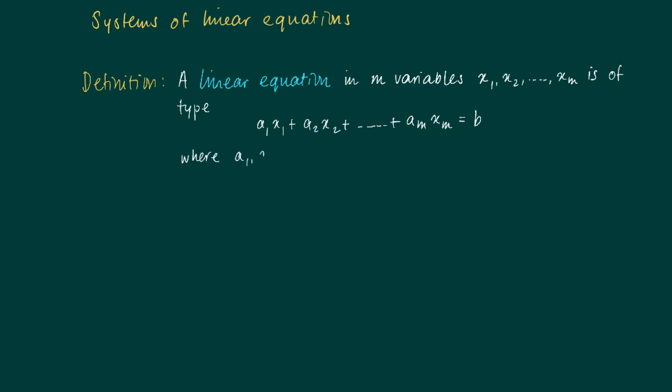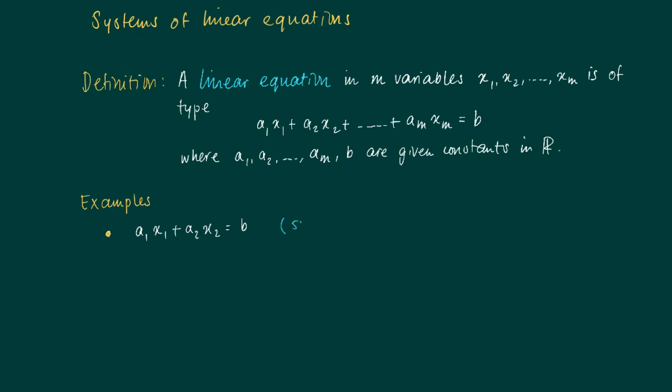Here a1, a2 till am are given constants in R, as well as b. An example. We know that a line in R2 is given by the following equation: a1 times x1 plus a2 times x2 equals b. Here a1 and a2 are not supposed to be both 0. It specifies a line in R2.